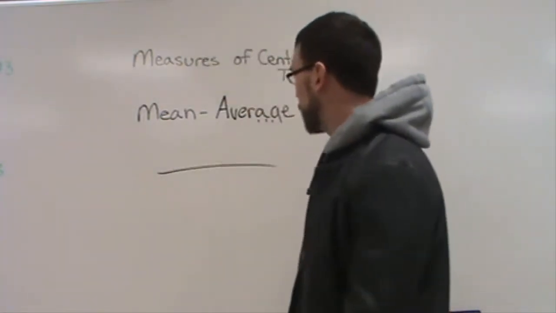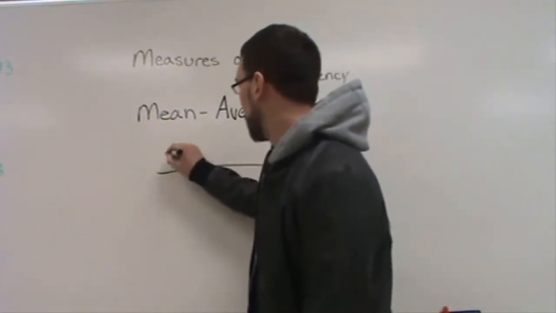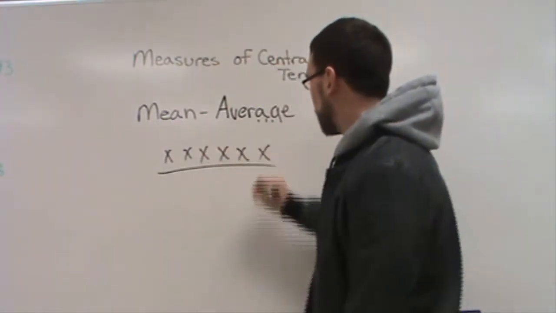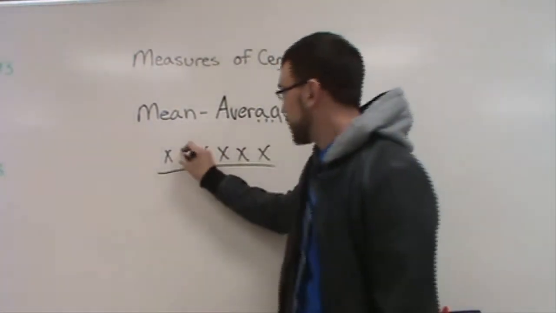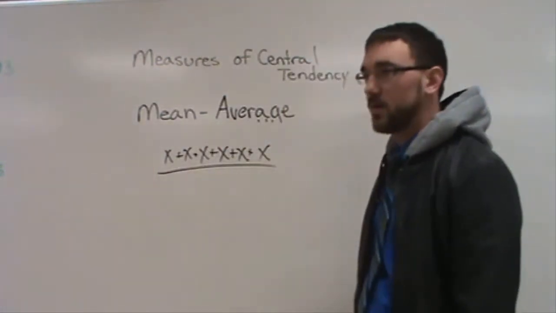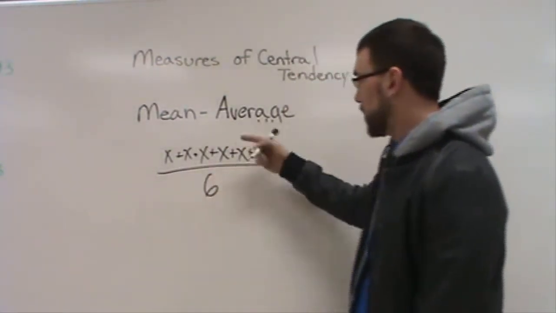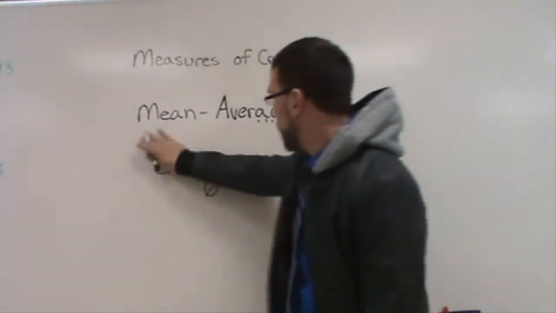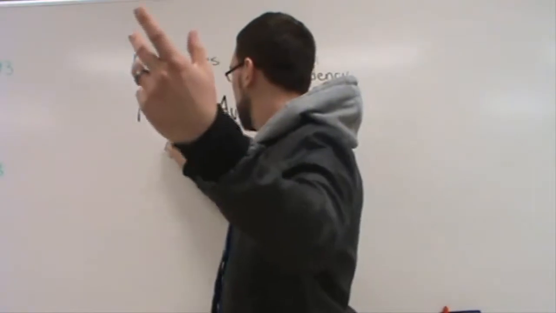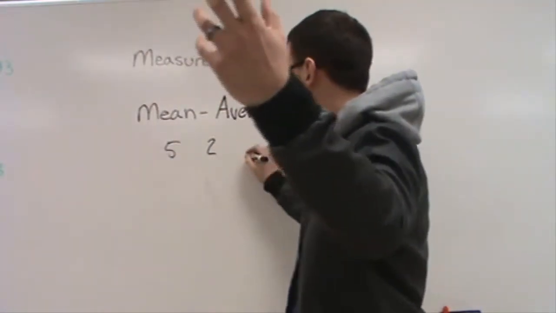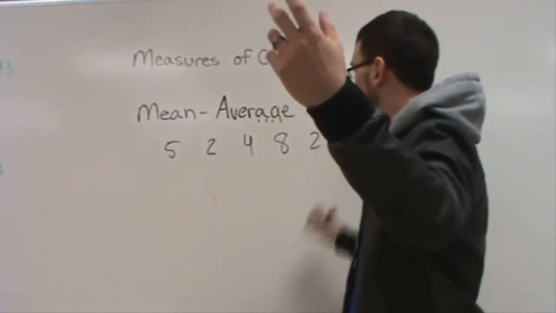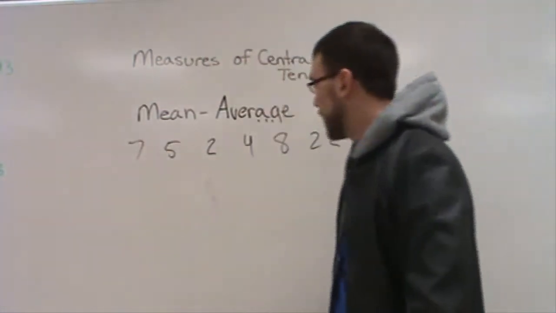Okay, so say that we had 6 numbers. We'll have this number, this number, this number, this number, this number, and this number. We're going to add all these numbers together and divide by what? 6 in this case, however many numbers there are. So let's get 6 numbers. Shout them out. 5, 2, 4, 8, 9, 22, 7. Okay, we'll go with that.